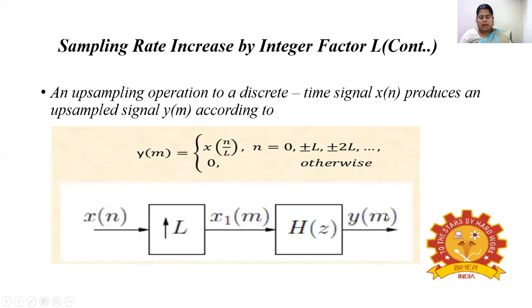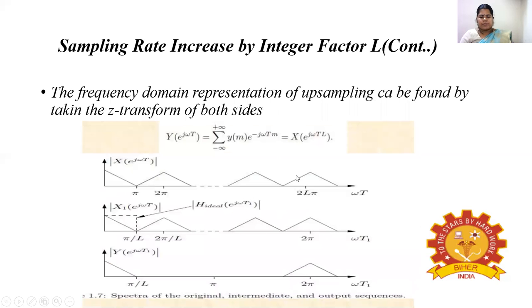It is easy. For this y of m, if we represent the output in terms of the Fourier transform, so if the output from the anti-imaging filter is expressed in the frequency domain, then we get Y of e to the j omega equal to X of e to the j omega L. So the first waveform implies the original sequence, the second one implies the intermediate sequence, and the last one implies the output sequence.